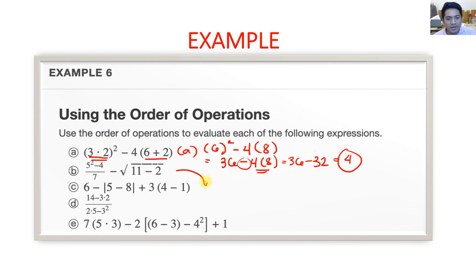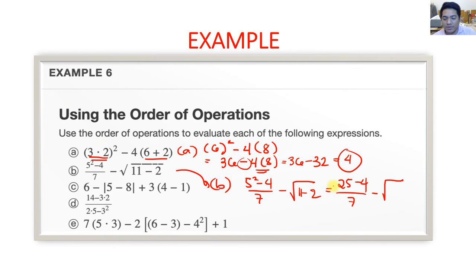For letter B, simplifying, we have 5 squared minus 4 all over 7 minus the square root of 11 minus 2. The very first thing we do is square 5. That's important. We have 25 minus 4 all over 7 minus the square root of 11 minus 2. That would be 9. So now you have 25 minus 4, that is 21, all over 7 minus 3. You divide first. 21 all over 7 is 3, minus 3 becomes 0.